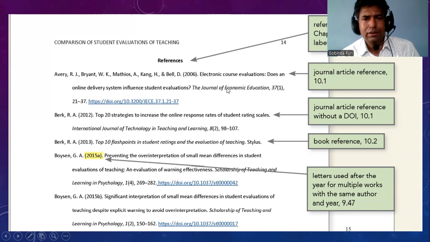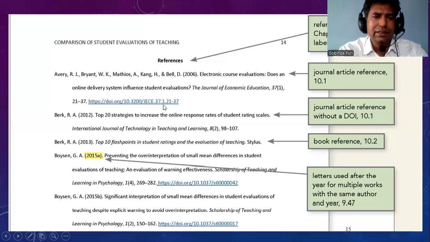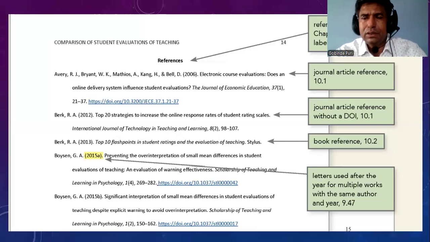Journal name all begins with capital, and then volume, issue, and page number range, and then DOI. So one thing let me highlight here. In the 7th edition style, there is no place of publication mentioned in the reference section. Only the publisher will be enough. If there is no DOI, digital object identifier, then we should mention it like this way.